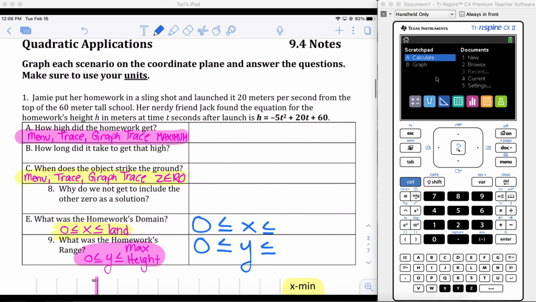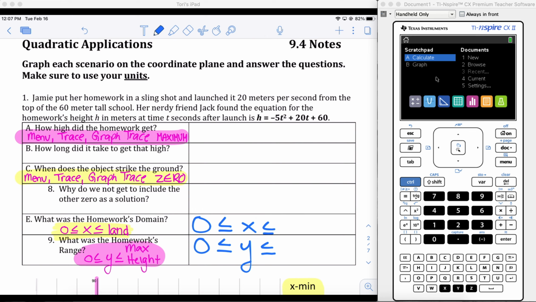All right, I am going to have you pause the screen again and copy a couple things down. First thing I want you to copy down is the menu trace graph trace. That's going to be how we find those critical points. Second thing I want you to copy down on the bottom is how we write domain and range. We're always going to go from 0 to another number, and I'll show you why we do that on a graph, but you do need to know that x is our domain and y is range. Okay? All right, let's go ahead and start.